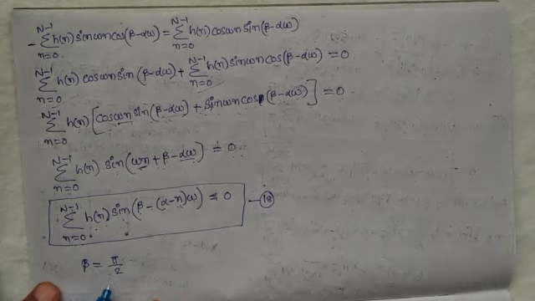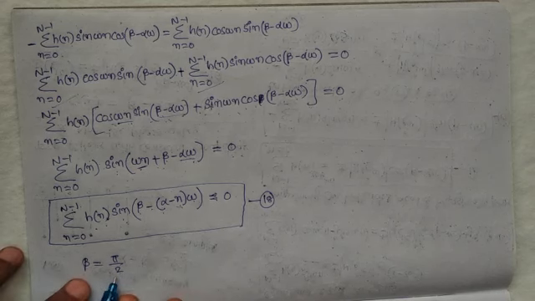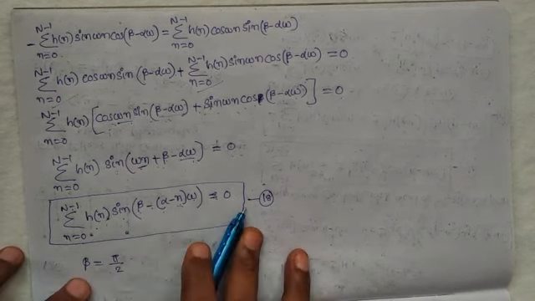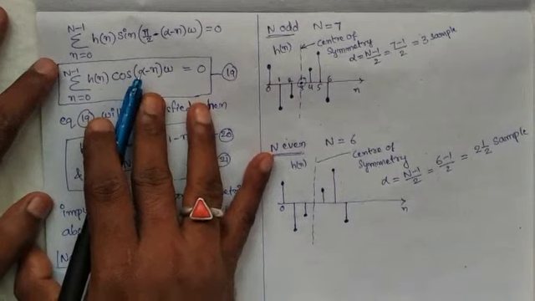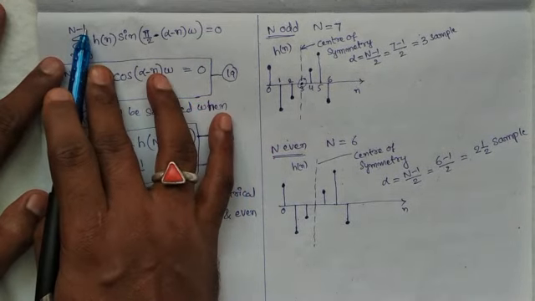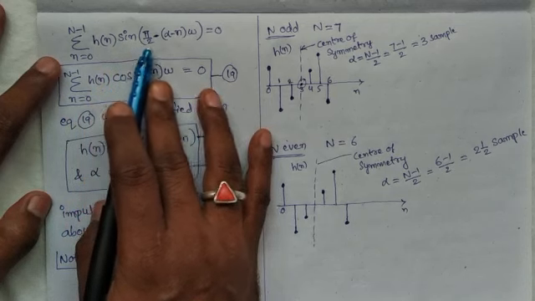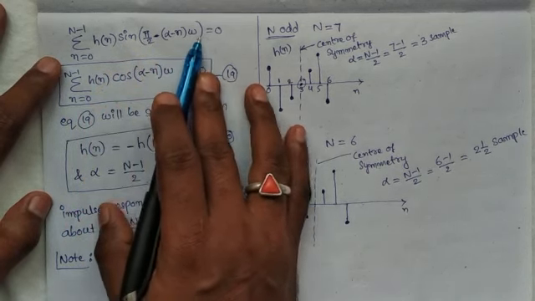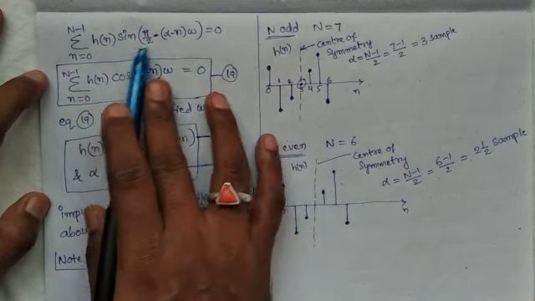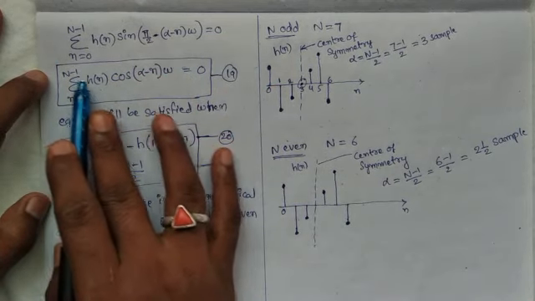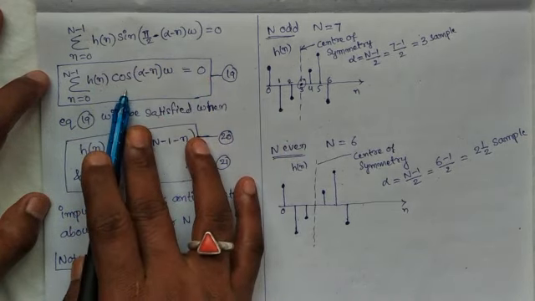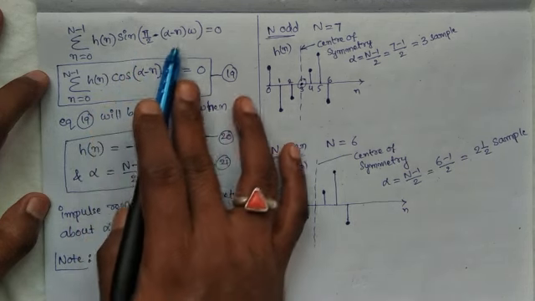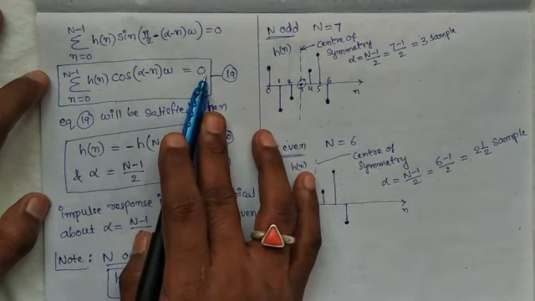Here, let us consider the beta. Here beta is equal to pi by 2. We are substituting this beta value in equation 18. Here the equation becomes summation n is equal to 0 to capital N minus 1 of h of n into sine of pi by 2 minus alpha minus n into omega is equal to 0. Sine 90 minus theta. Sine 90 minus theta is equal to what? Cos theta. So cos alpha minus n into omega is equal to 0.